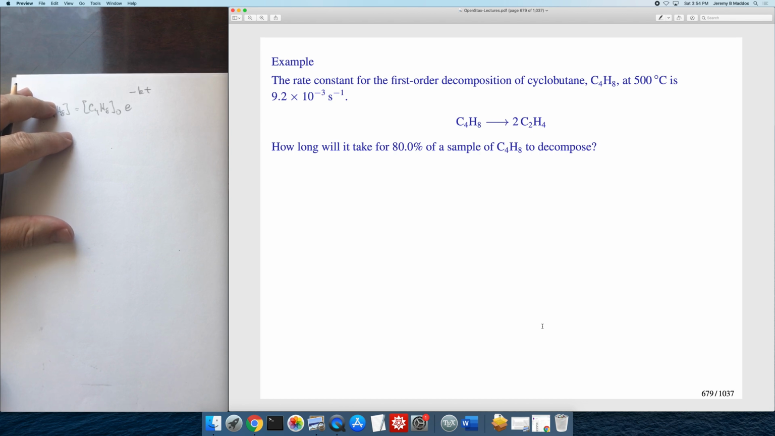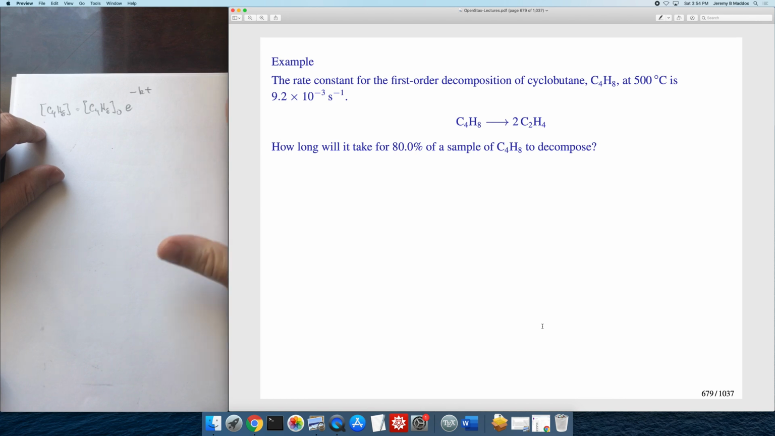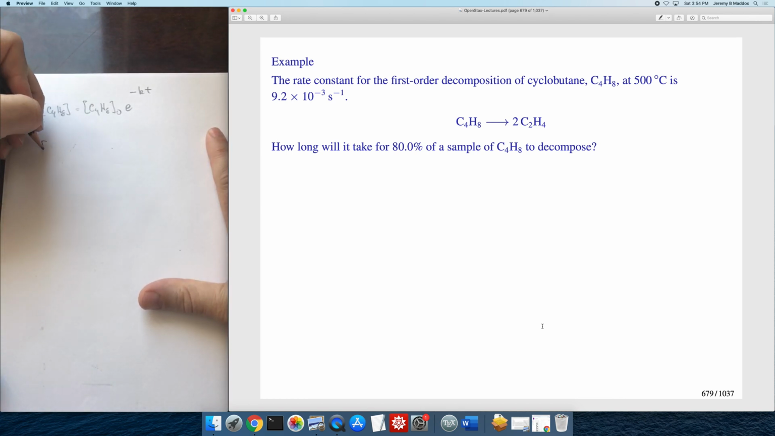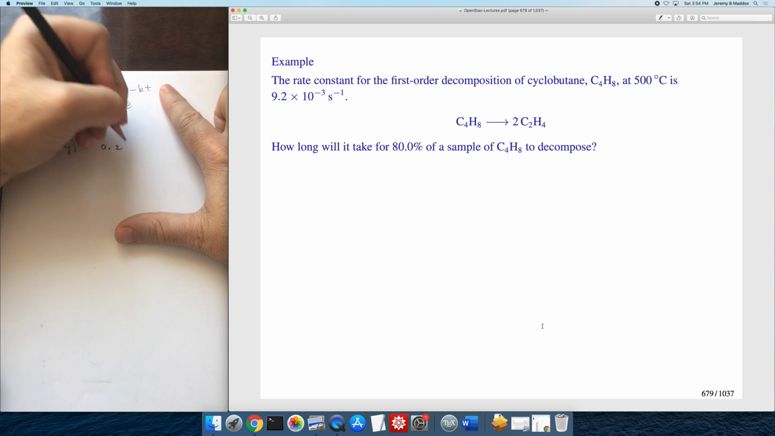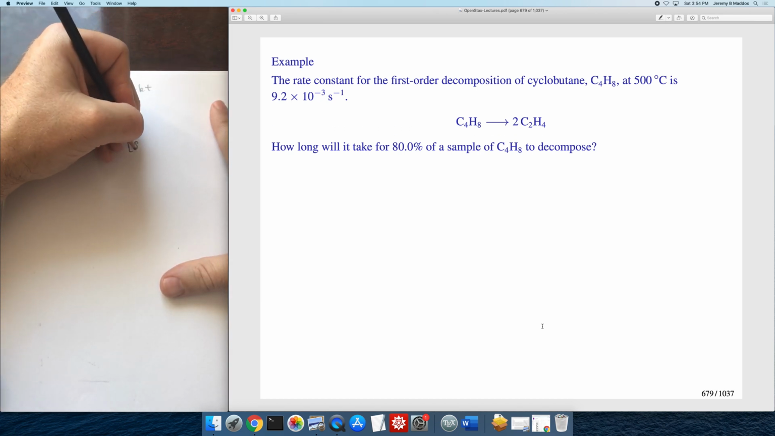So they want us to tell them how long, what is the time it takes for 80% of the sample to decompose. Well, how much of the sample do I have left if 80% of the sample has decomposed? The answer is 20%. Right? So what they're telling us is that the concentration of C4H8 at this time is going to be equal to 0.2 times the initial concentration.